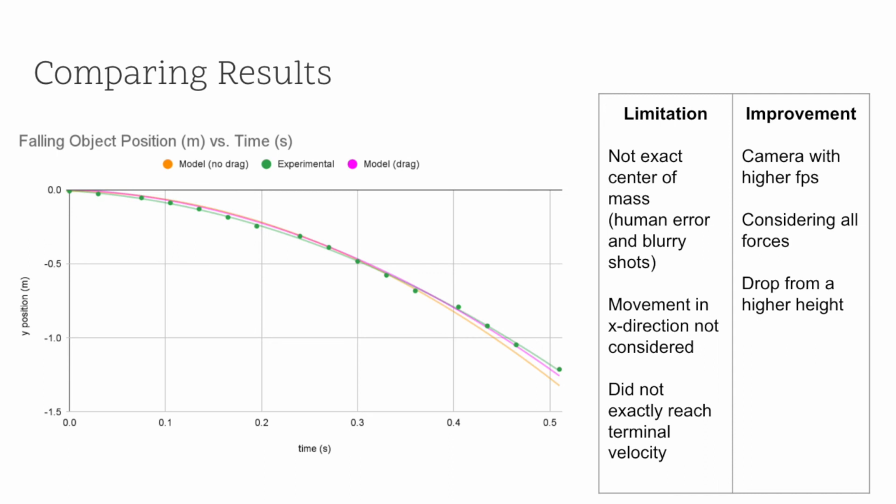The reason why there are discrepancies in the position versus time data could be because it was hard to determine where exactly the center of mass was in Tracker because the frames were blurry. To fix this, I could use a camera with higher frames per second. There also could be discrepancies due to some minimal movement in the x direction and other forces that were not considered in this lab. We also did not completely reach terminal velocity in this lab.